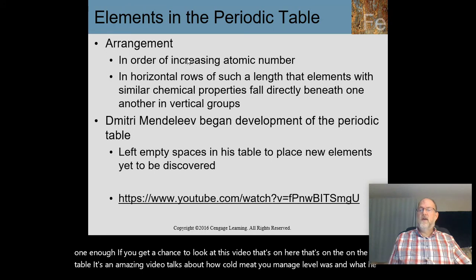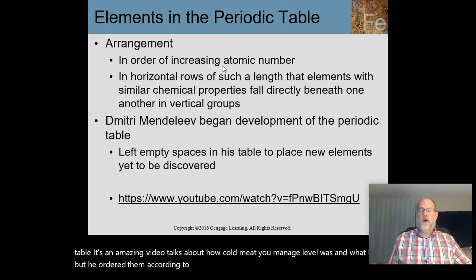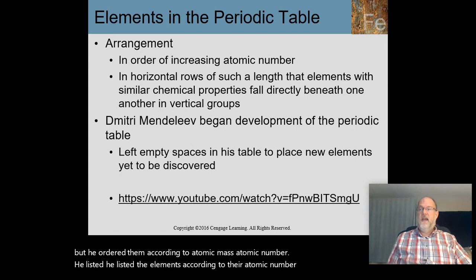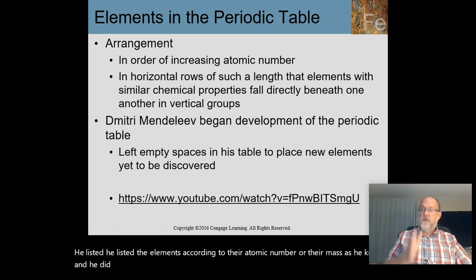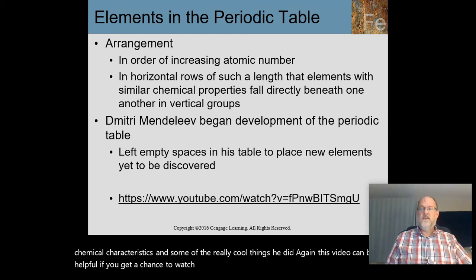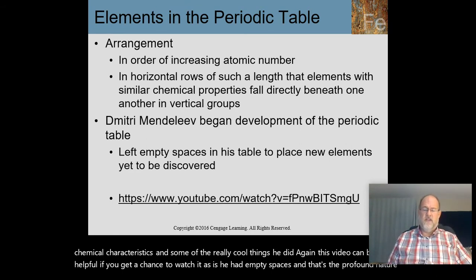He ordered them according to atomic number. He listed the elements according to their atomic number or their mass as he knew it, and he did that cycling thing, and he put them in rows where each row had very similar chemical characteristics. And one of the really cool things he did, again, this video can be pretty helpful if you get a chance to watch it, is he had empty spaces, and that's the profound nature of what Dmitri Mendeleev did.